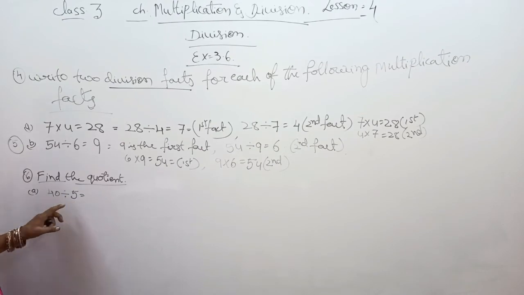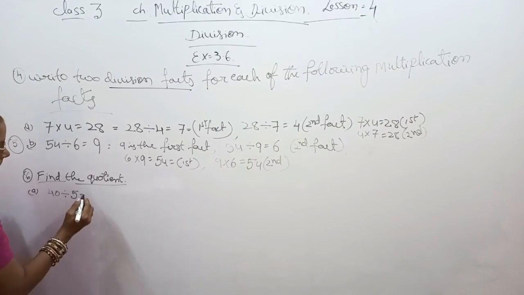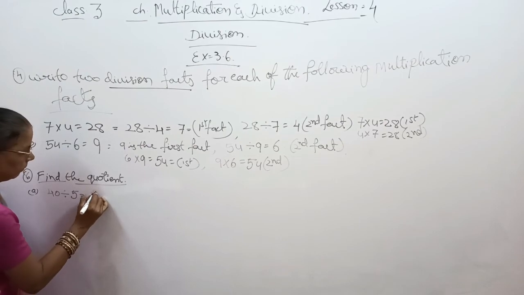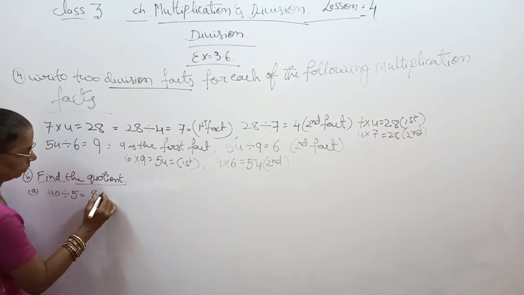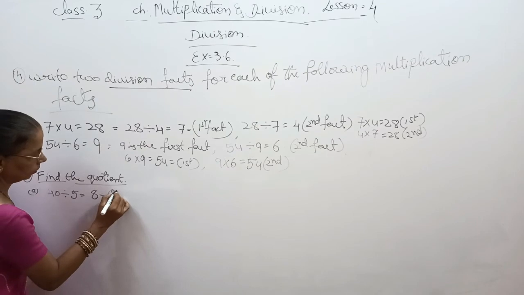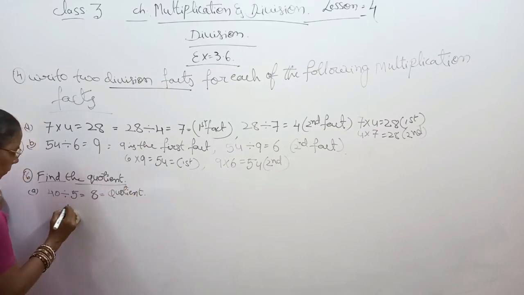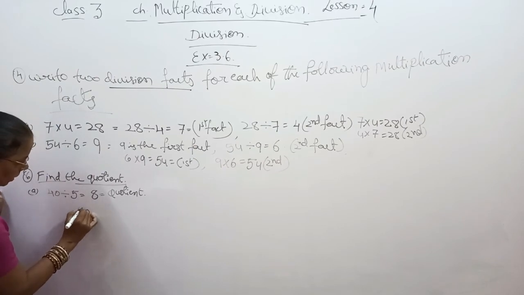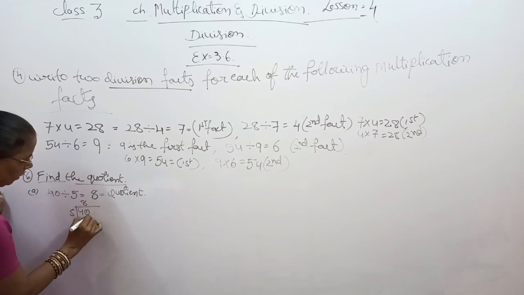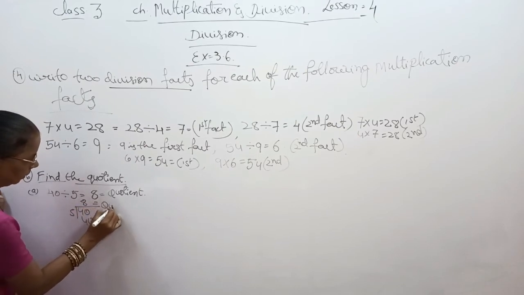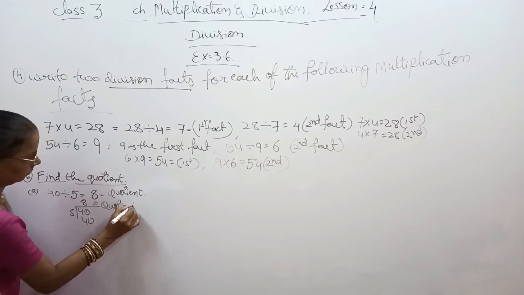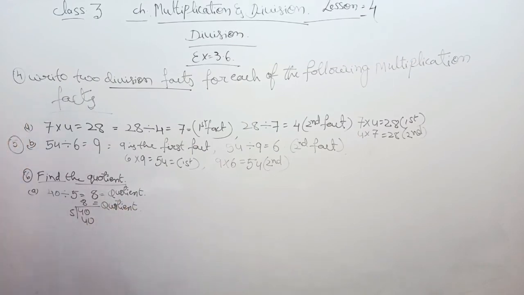In this question, 40 is divided by 5. In the fifth table, we get 40 at 8. That is 5 8s are 40. So 8 is the quotient. Or you may show it like this: 40 divided by 5, 5 8s are 40. Then this one is the quotient. Like this you can solve the questions.